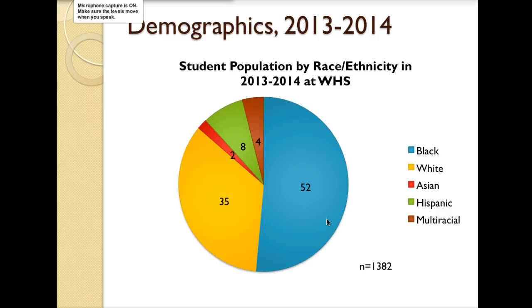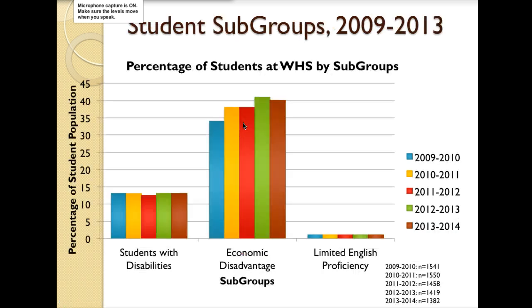As we look more closely at what last school year looked like, you can see that we're over half African American, about 35% white, and then about 14% other minorities here. As far as other student subgroups are concerned, we've been pretty consistent as far as our students with disabilities. You'll see here that we've been right around 12-13% of students with disabilities, and then very, very few students who have limited English proficiency. We do not have a large ESL or ELL program at Woodland.